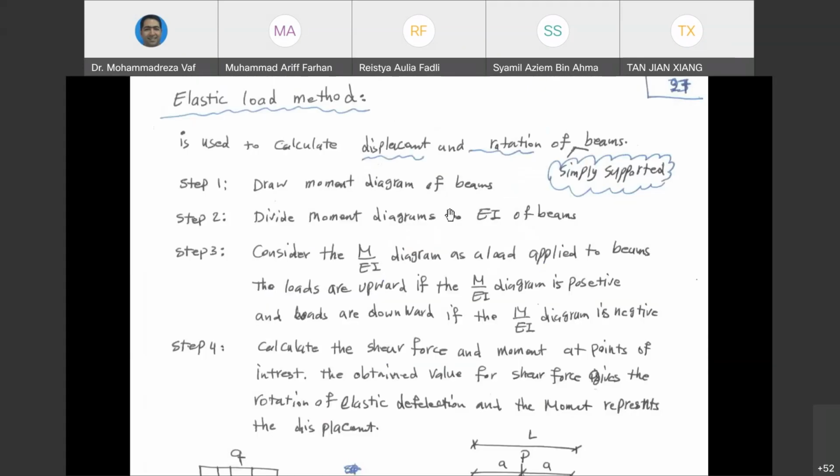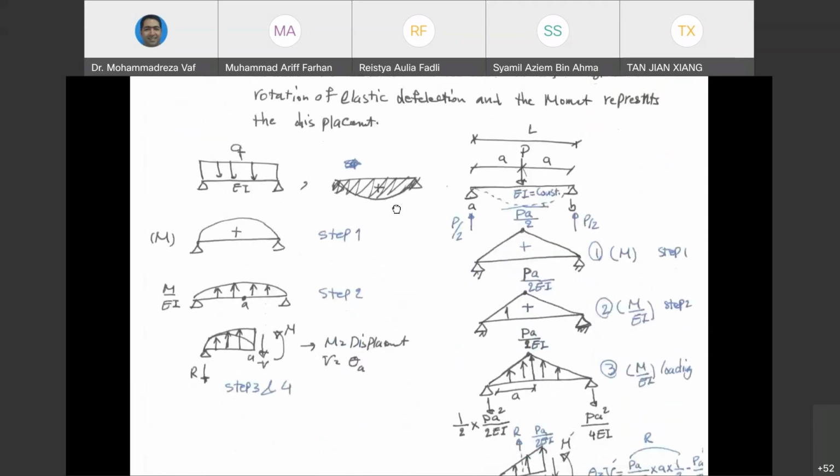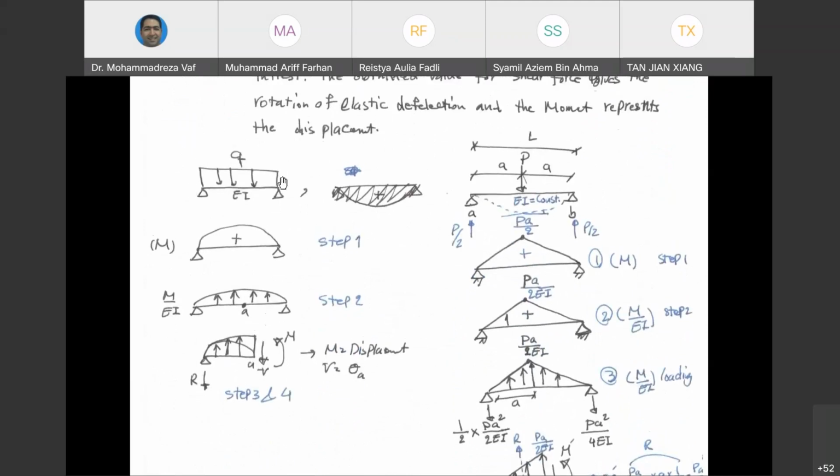There is another technique that you may have learned about before this, that we call the elastic load method. It is applied only to simply supported beams. And in this technique, basically, what we need to do is that, let's say this beam is given to you, and they ask you to calculate the deflection and rotation in the midspan, for example. So what you need to do is to get the bending moment of this beam. This is the bending moment diagram.